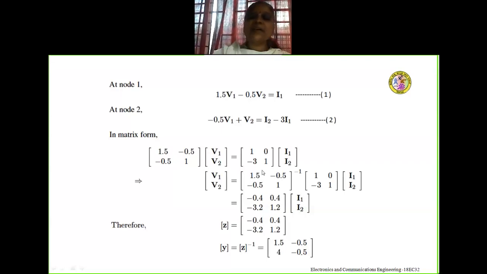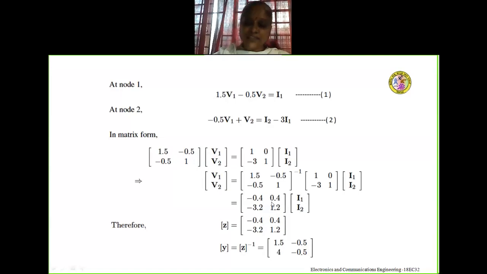Then by multiplying these two matrices, we get minus 0.4, 0.4, minus 3.2, 1.2 into I1, I2. Therefore, if you compare this with the standard matrix notation of the Z matrix, the Z parameters are minus 0.4, 0.4, minus 3.2, 1.2. So these are the Z parameters.